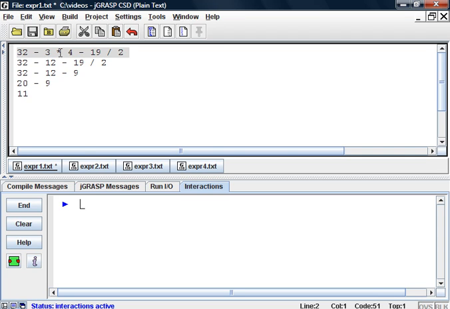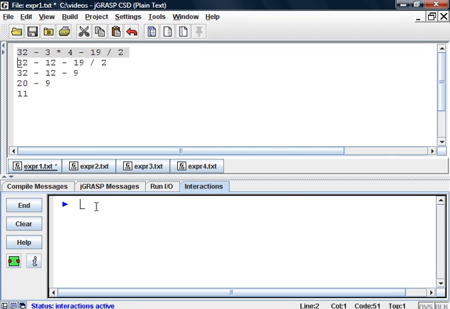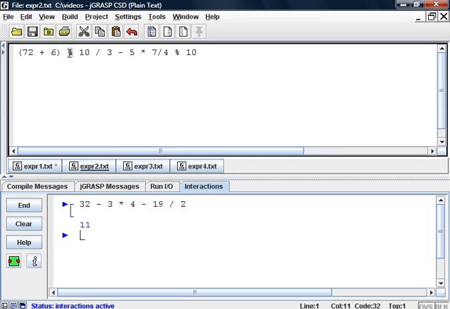We can double check our answer by making a copy of the original expression and pasting it into the interactions window in JGrasp, and we see that Java also says the answer is 11, which is very good. We match. So we can move on to the second expression that has a whole lot going on.